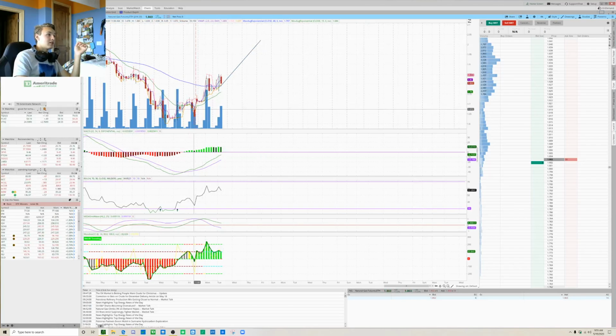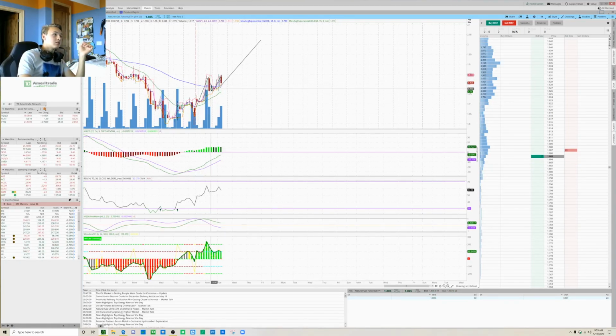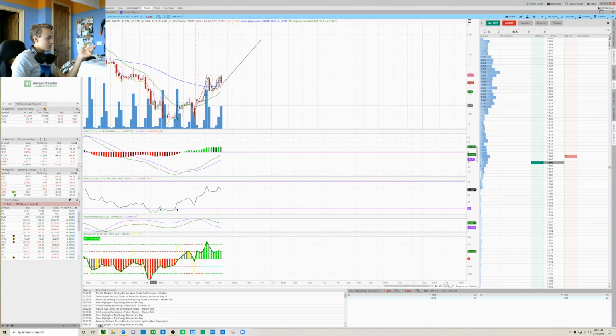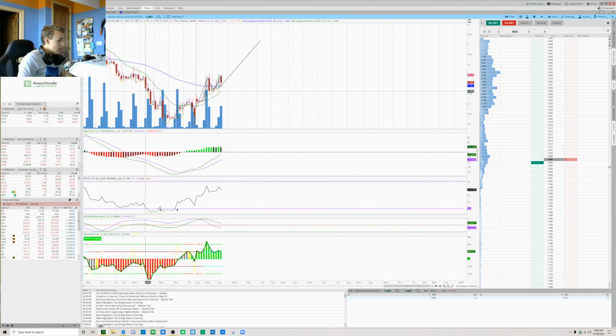So now it went like this. Did a pullback under it, and then used it as a support. So you can see resistance, resistance, resistance, resistance, support. The more supports that you have, the more likely it's going to become a resistance. So that's how it's going to work. Now you can see that it's an overall upward trend.